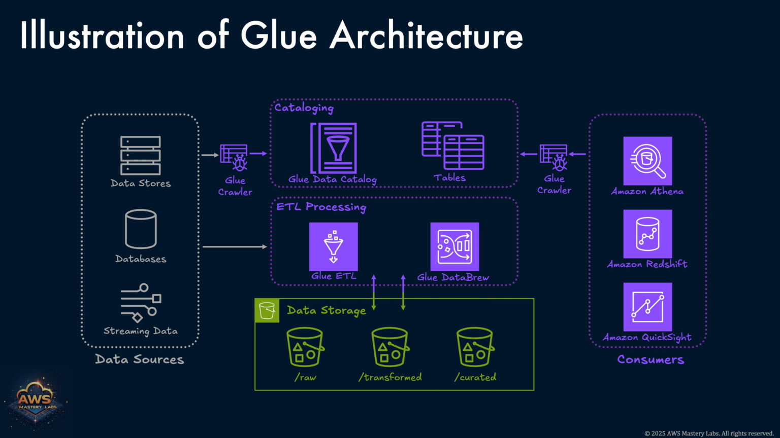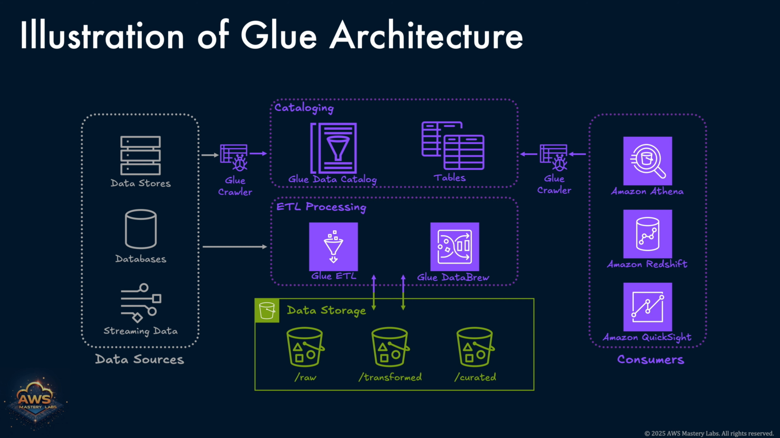Finally, this well-organized, high-quality data is made available to a wide range of analytics tools. Amazon Athena enables interactive SQL queries directly on your data lake. Amazon Redshift brings powerful data warehousing and complex analytics to the table. And Amazon QuickSight delivers rich business intelligence and dashboards, turning your data into actionable insights. From raw ingestion to refined analytics, AWS Glue orchestrates every step, ensuring your data journey is seamless, automated, and ready for innovation.